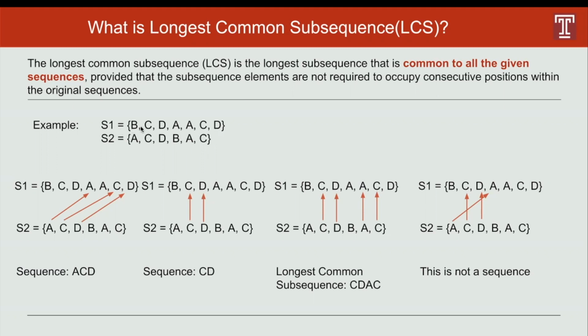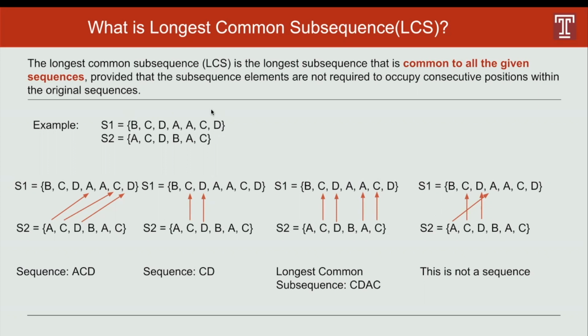So what subsequences are there? Only B is a subsequence. Only C is a subsequence. Only D is a subsequence. We can also say BC is a subsequence, DA is a subsequence, or BCD or CDA. This is also a subsequence. Or we can also say BCDA is also a subsequence of this sequence.